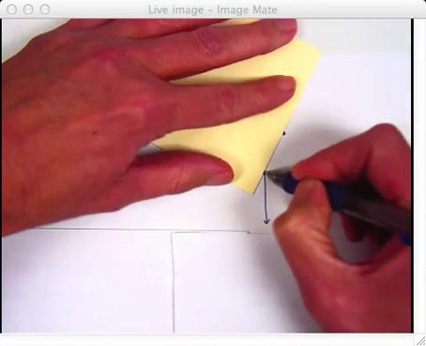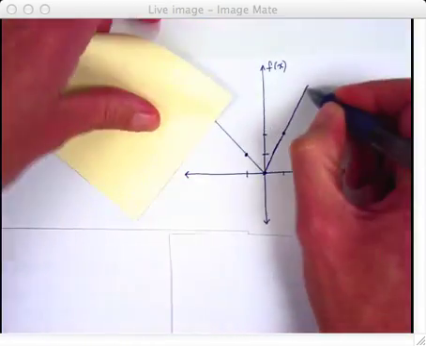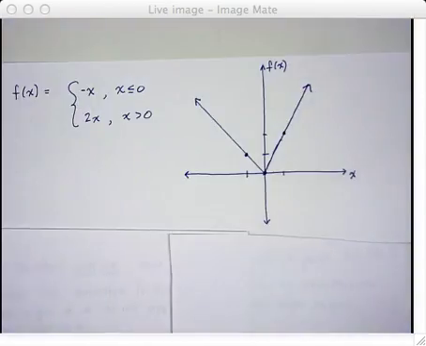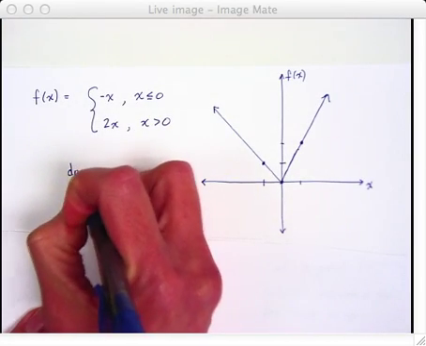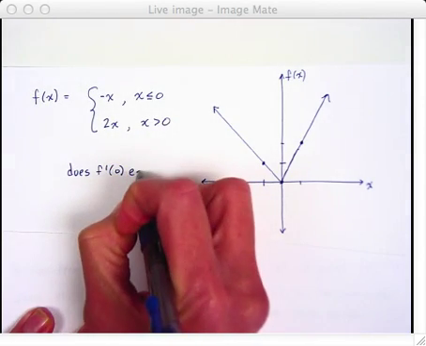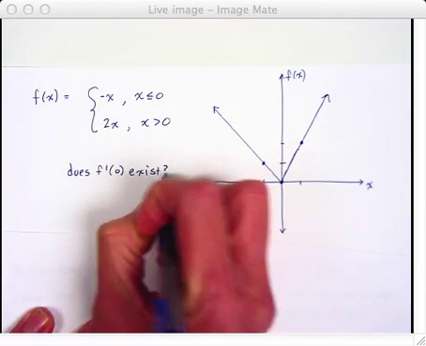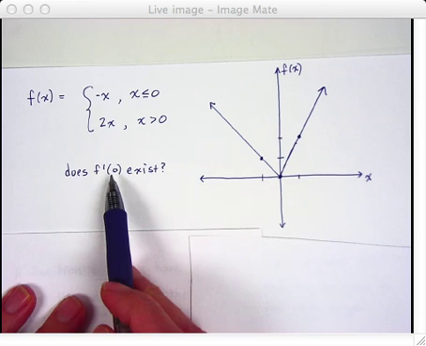Oops. There. Okay, sorry for the smudge. All right, so I want to know, does f prime of 0 exist? That's asking, is there a slope of a tangent line that exists at x equals 0?